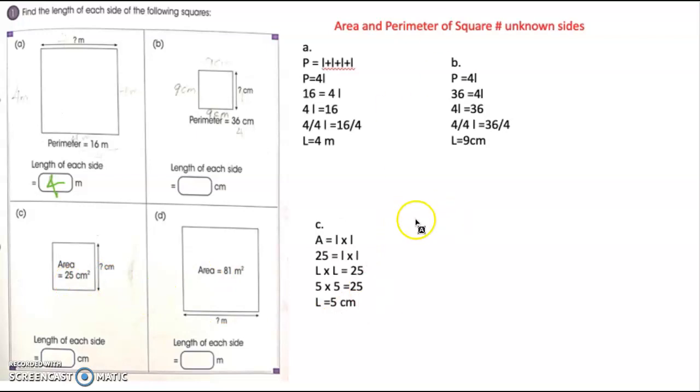Likewise, let's do D. Again, the area formula is length times length, right? So how much is the area? 81. Immediately you should know which number times which gives 81. If you know the 9 times table, can you guess?